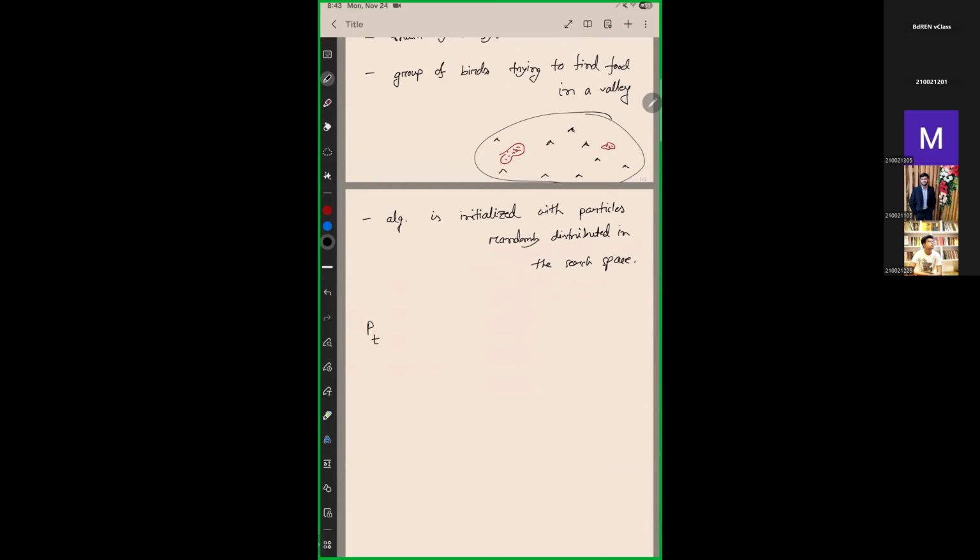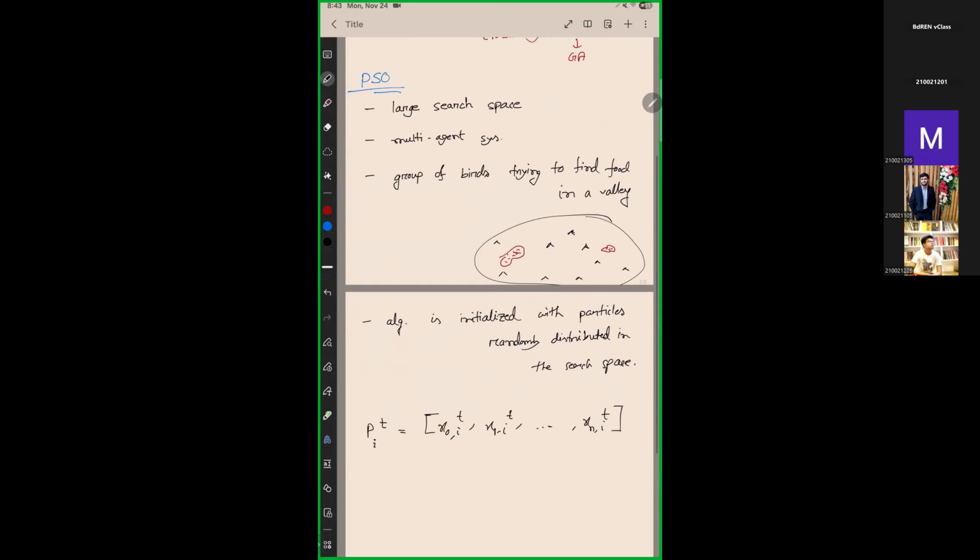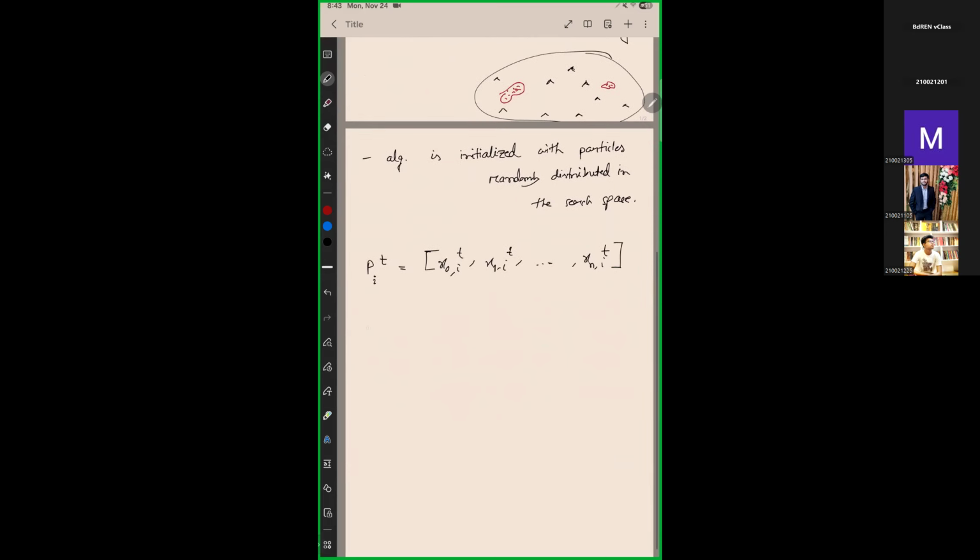The position is x0, i, t; x1, i, t; up to xn, where n is the number of particles. And every particle, or every bird, has a velocity. They are moving with a velocity. Velocity means they have a speed plus direction.